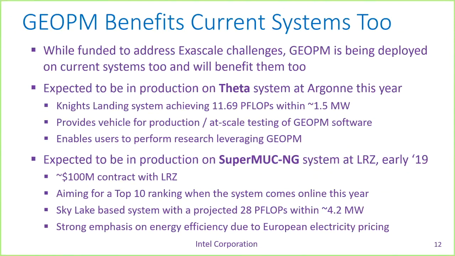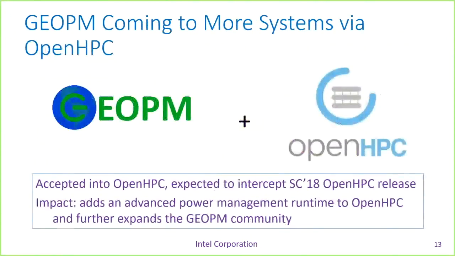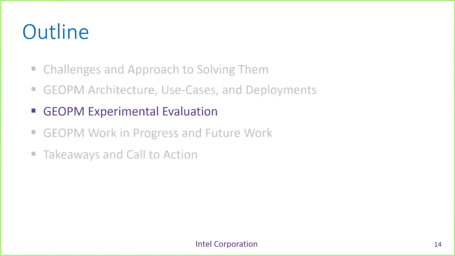Beyond those systems, we're also working on broader deployments through OpenHPC. Many of you know what OpenHPC is all about. We've got GEOPM accepted into OpenHPC and are expecting GEOPM to be included in the next big OpenHPC release that should happen right before SC18. So that'll be cool. We'll get GEOPM on additional systems through OpenHPC and broaden the community of users and developers. Any question on that stuff before I move on to experimental data?